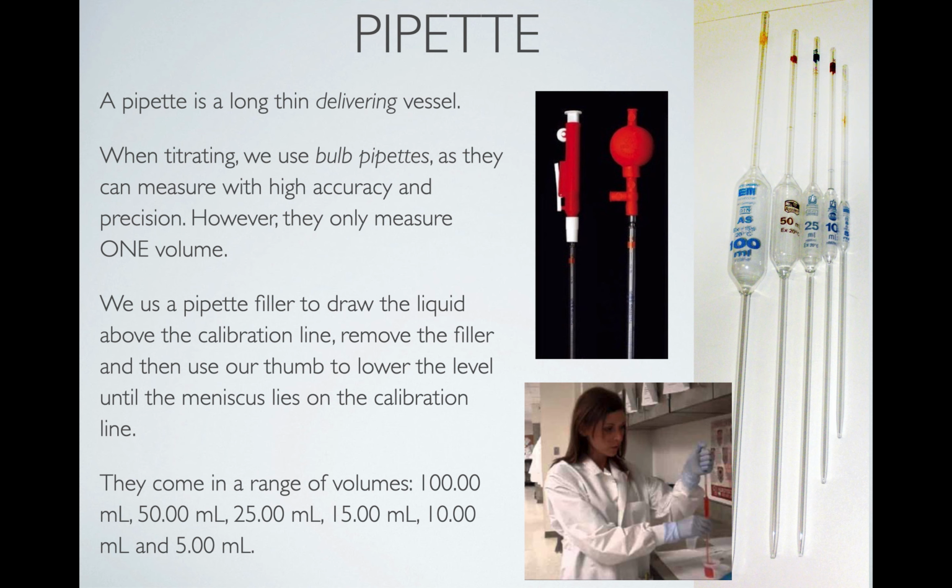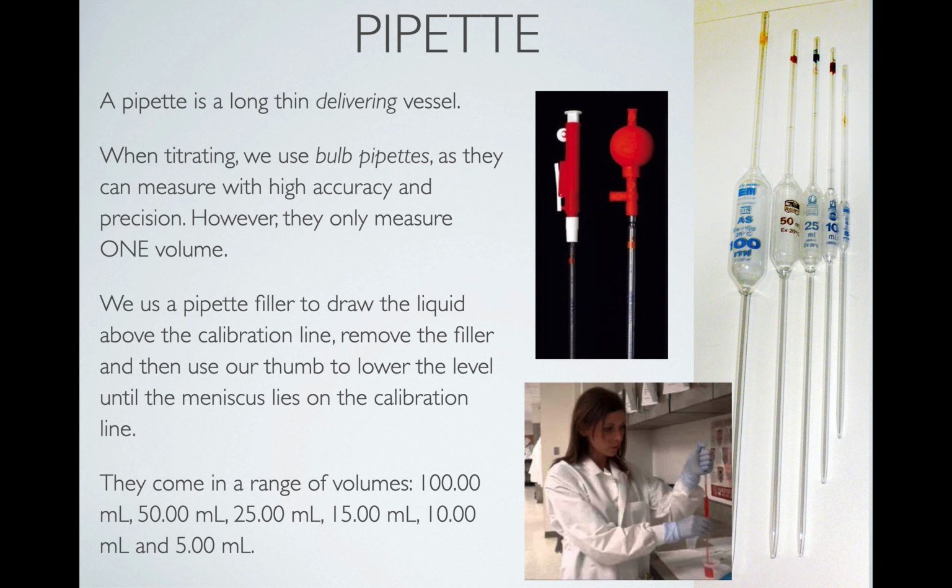So we use these. The only trouble is they can only measure one volume, where the calibration line is. They can't measure anything else. And to fill these, well, back in Mrs. Dennison's day, what they did is just put their mouth on the end and suck that up. But the trouble is that you don't know where the pipette's been before, and you don't want to be sucking up stuff like dichromate, all these toxic things.